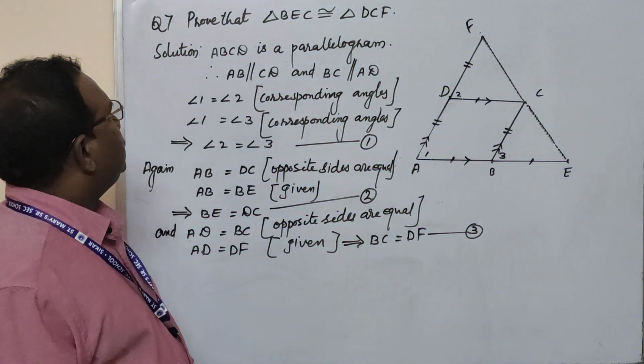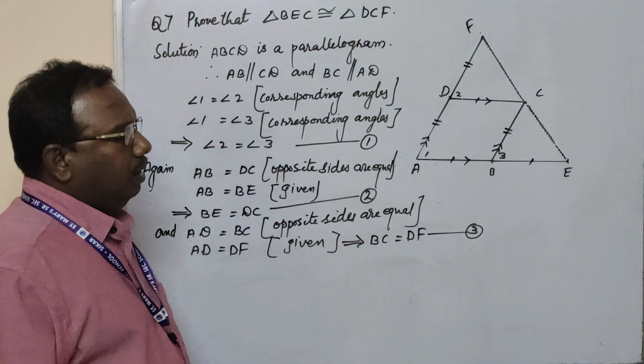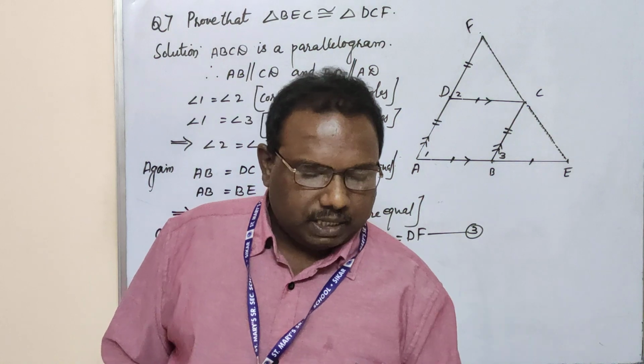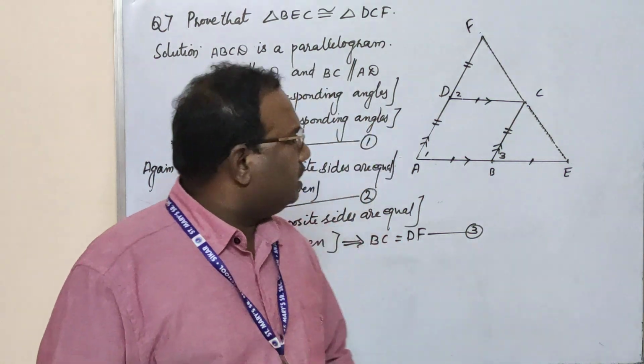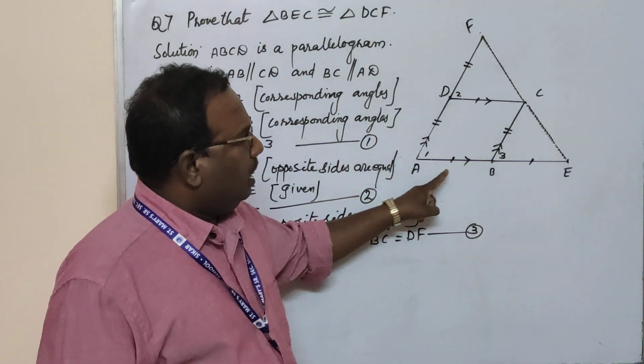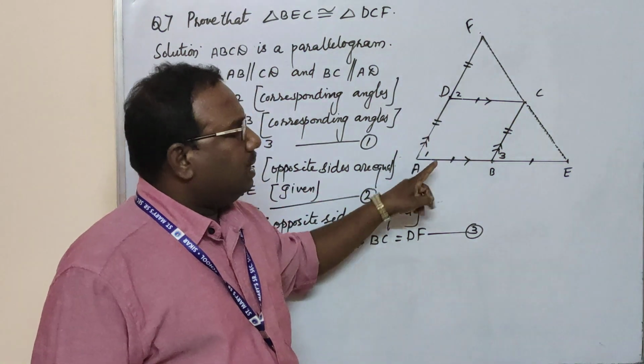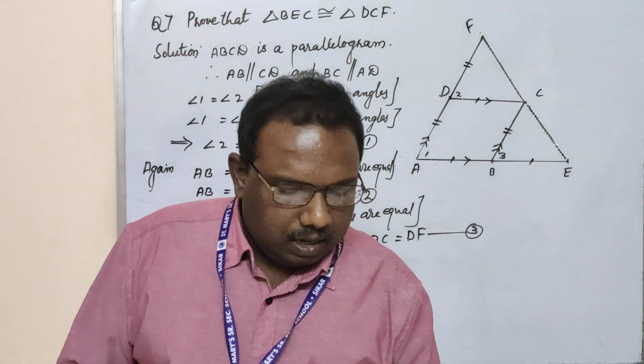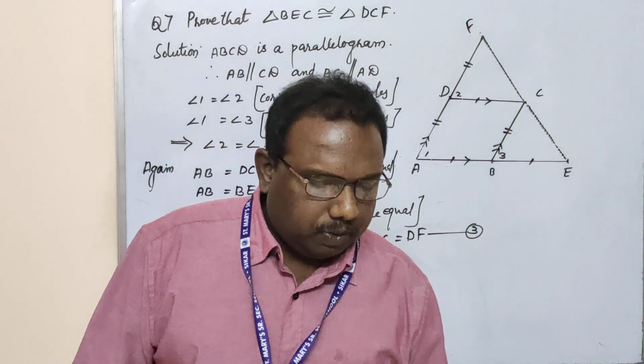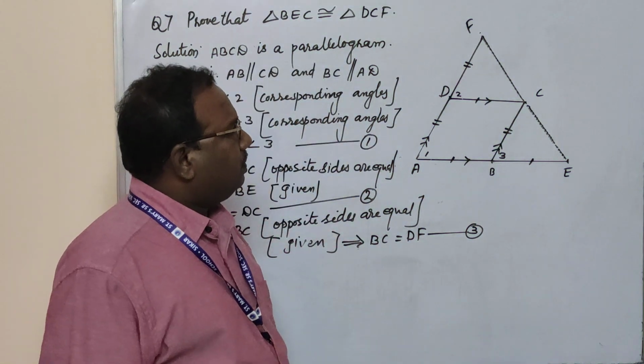Now read question number 7. Question number 7, I am reading question number 7. ABCD is a parallelogram. Look at the board. ABCD is a parallelogram. Sides AB and AD are produced to E and F.